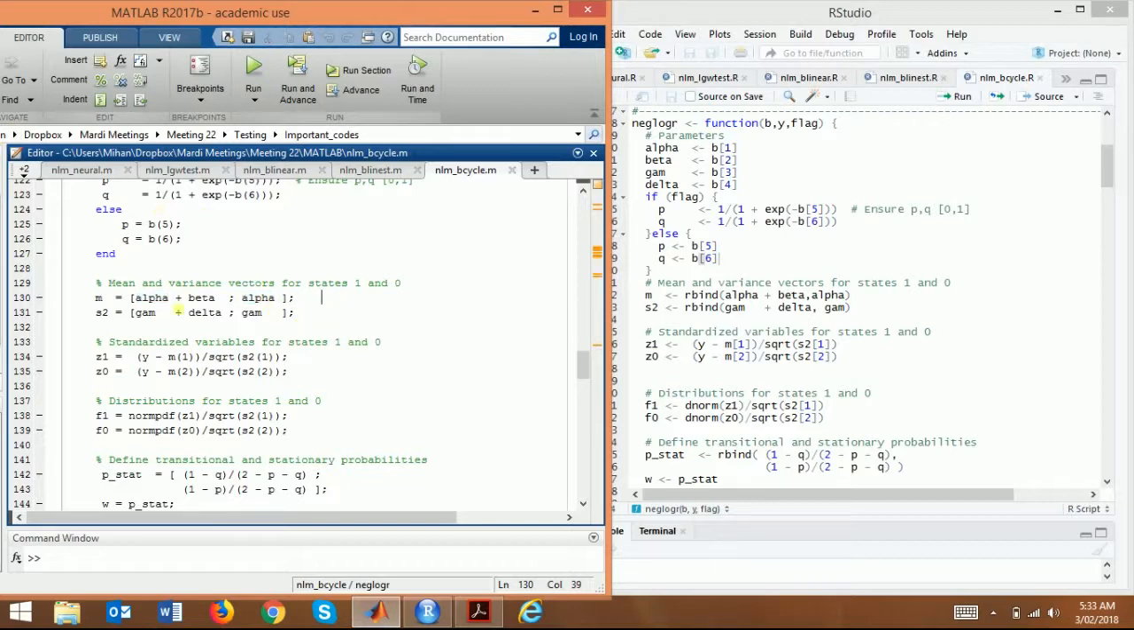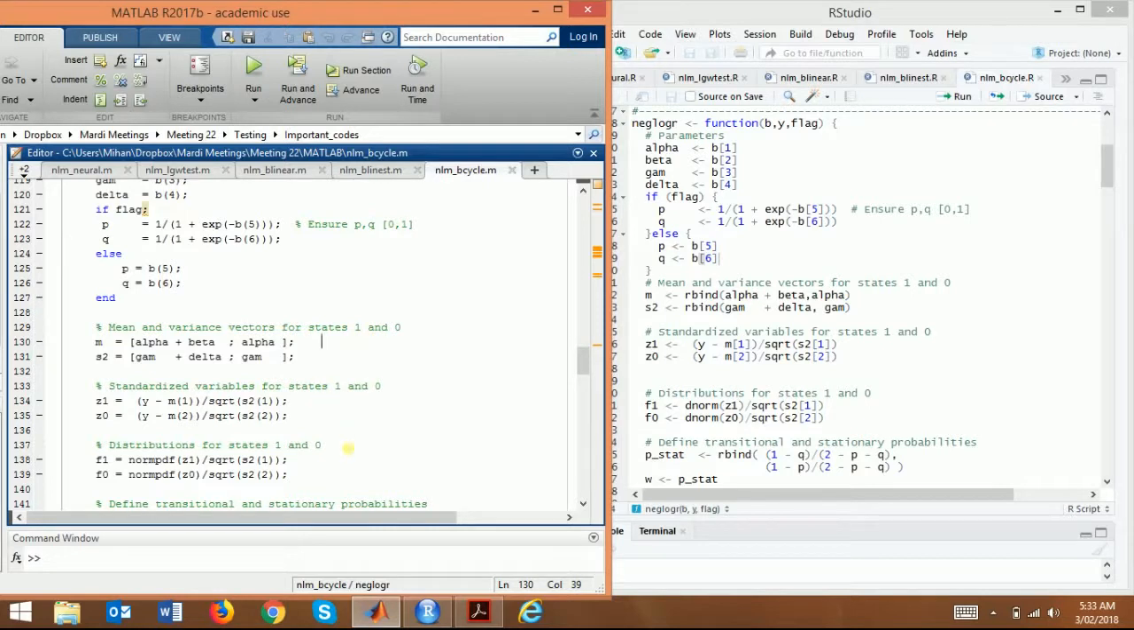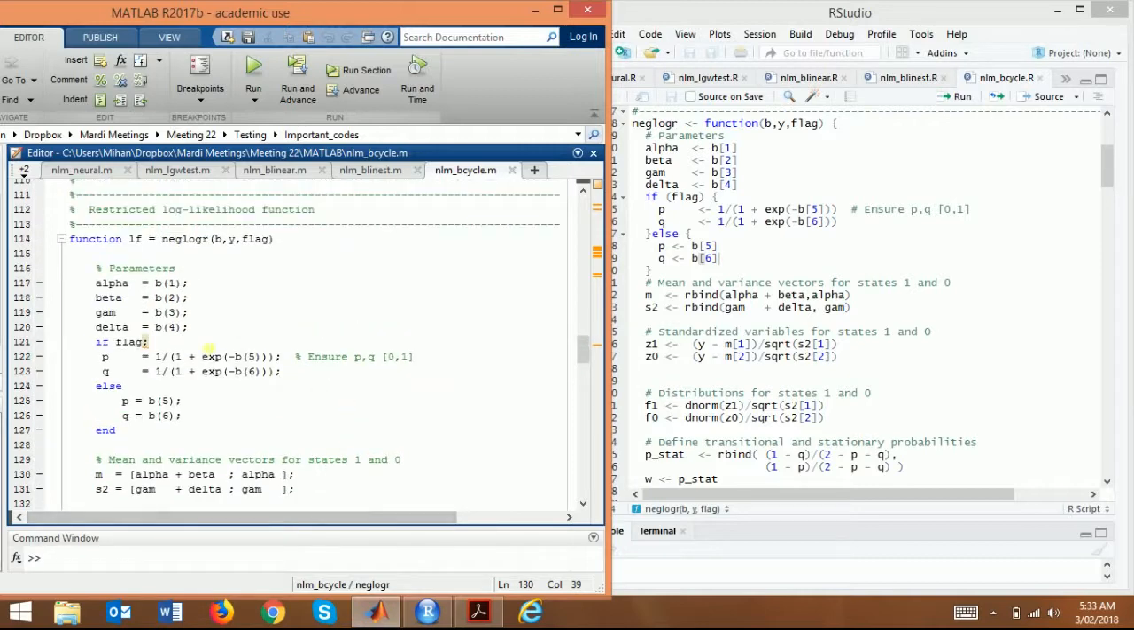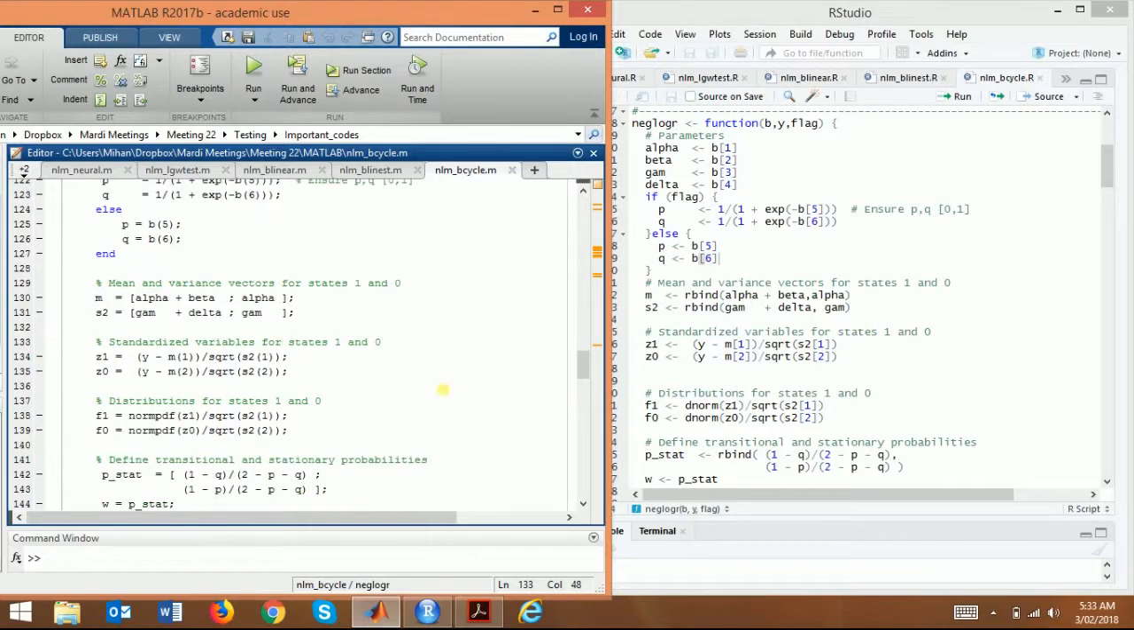So mean is, if the weighing function is 1, then mean is alpha plus beta, which is the first 2 parameters for mean. For variance, we have gamma and delta added together if wing is equal to 1. Otherwise, if wing equals 0, the second term turns to 0. We know it already.